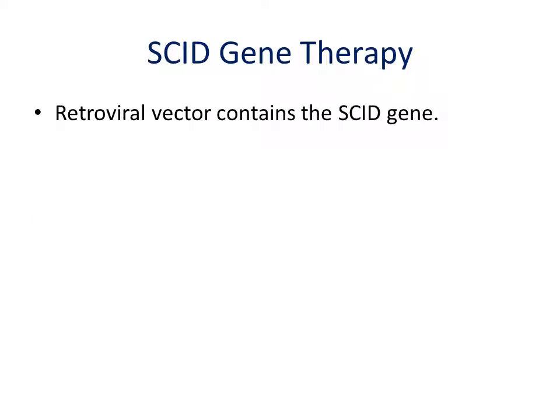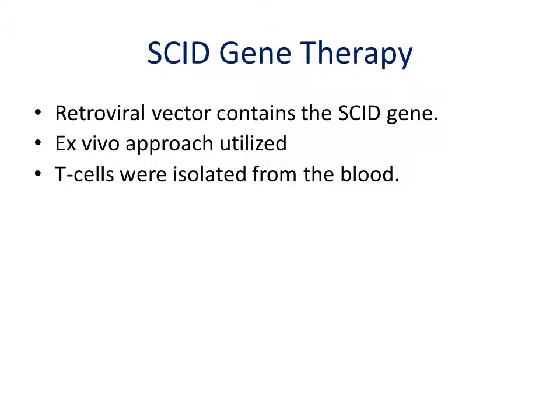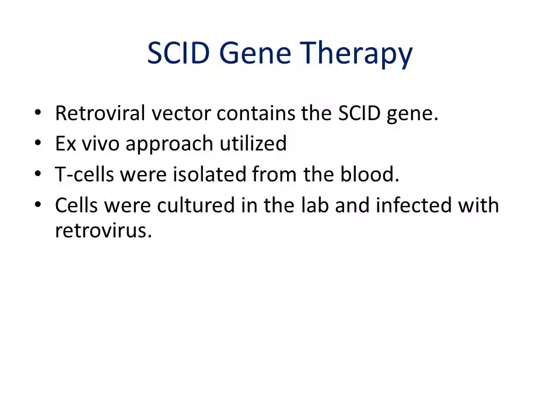So how did they treat Ashanti? Well, they used a retroviral vector containing the ADA gene. They used an ex vivo approach, so they removed her cells, and specifically they removed her T cells, and these are easily isolated from the blood. They were then able to use the retrovirus to introduce the functional ADA gene, and these cells were cultured in the lab.